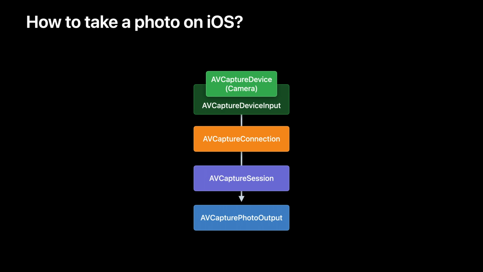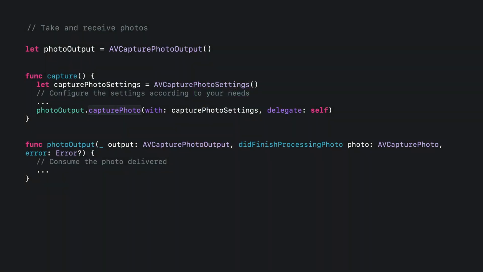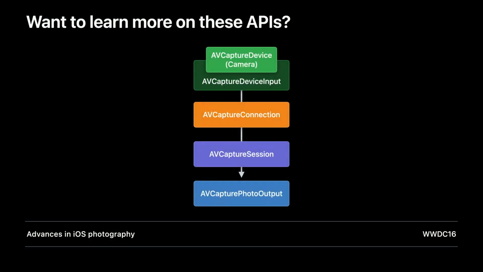After the session starts running, we can capture photos by calling the capture photo method on the AVCapture photo output instance. Further customization can be done using the AVCapture photo settings object passed to the capture photo method. The captured photo will be represented as an AVCapture photo object that you will receive in your delegate method. We had a very detailed discussion on these APIs in the 2016 session Advances in iOS Photography. Please check it out if you haven't already.